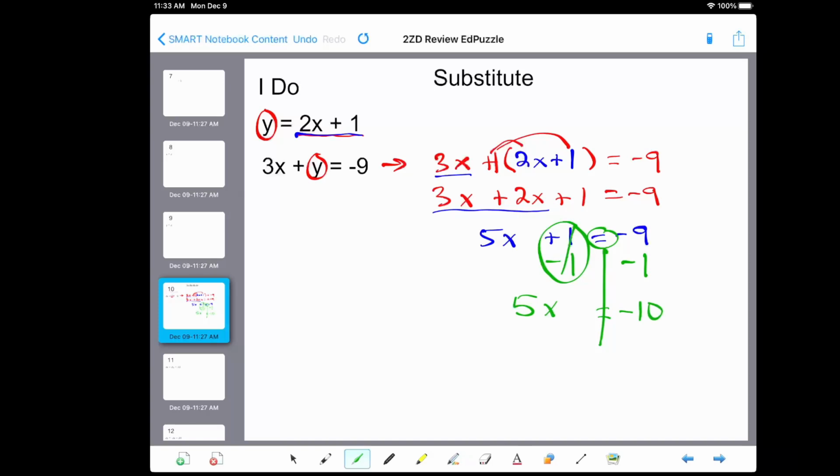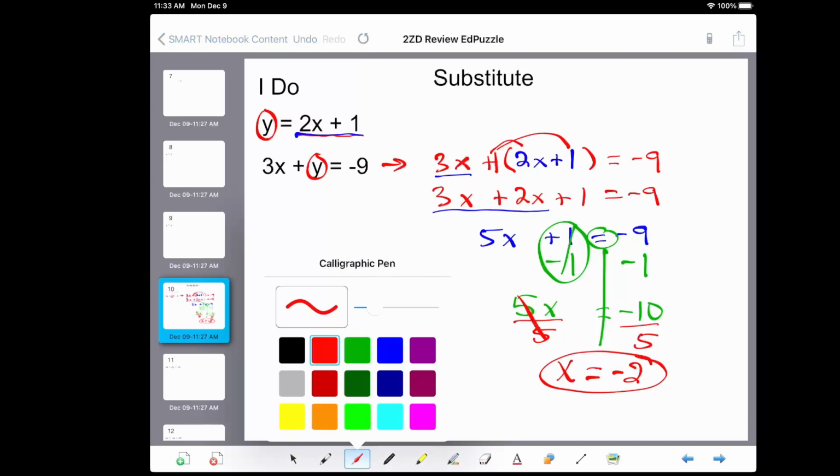And now I have one term I need to separate, and to get a coefficient away from a variable, I have to multiply or divide. In this case, I'm dividing by 5. 5 divided by 5 is 1. I don't have to write the 1, so it's just x. And -10 divided by 5 is -2. Am I done? No. No, because the solution to a system of equations is the 2 values that make it true. So I need to go back and plug it in.